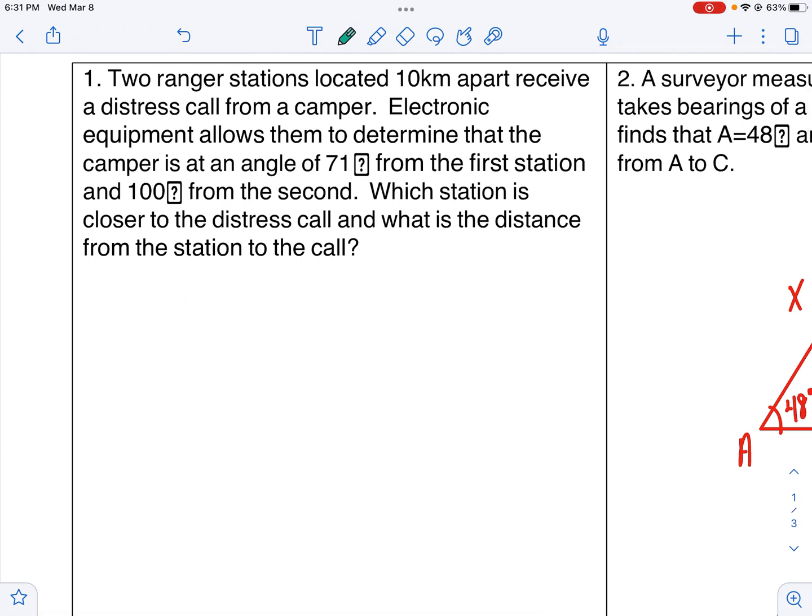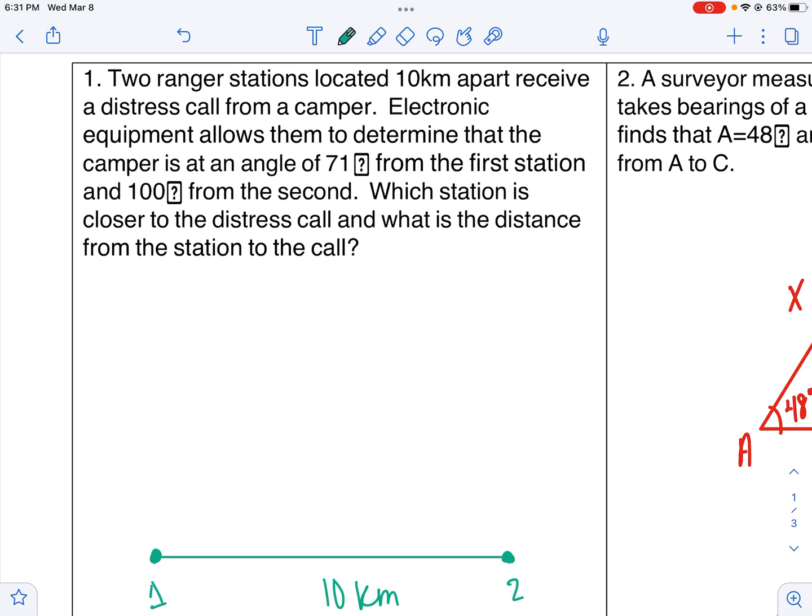On this question, we've got two ranger stations. We're kind of looking down at a map, like this is almost a 2D map. Ranger Station A, Ranger Station B, or Ranger Station 1, Ranger Station 2. They spot a fire. So these are 10 kilometers apart. Or not a fire, but a distress call, rather, from a camper.